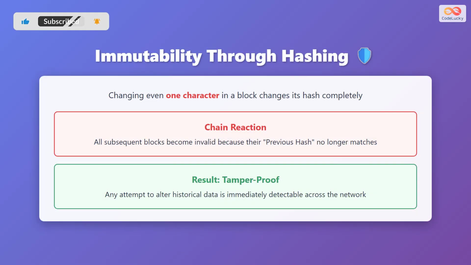Hashing creates blockchain's most important property, immutability. If anyone tries to change even a single character in a past block's transaction data, that block's hash changes completely due to the avalanche effect. Since the next block stores the original hash as its previous hash field, there's now a mismatch. This mismatch propagates through all subsequent blocks, invalidating the entire chain from that point forward. Every node in the network can instantly detect this tampering because the chain no longer validates. This makes blockchain tamper-proof, as any attempt to alter historical data becomes immediately visible across the entire network.